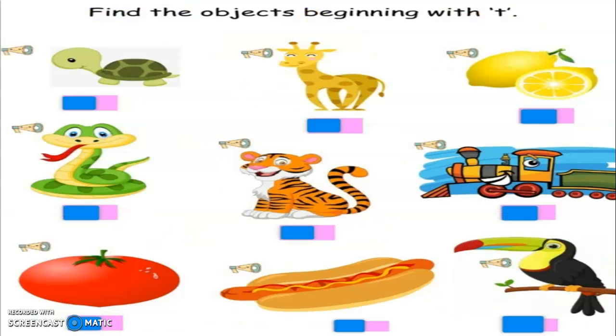Now, are you ready to play a game with me? We have to find the object that starts with letter T. I'm going to say each picture out loud. You're going to jump if the picture starts with letter T. Okay, you're going to jump really high. Let's start with the first picture.